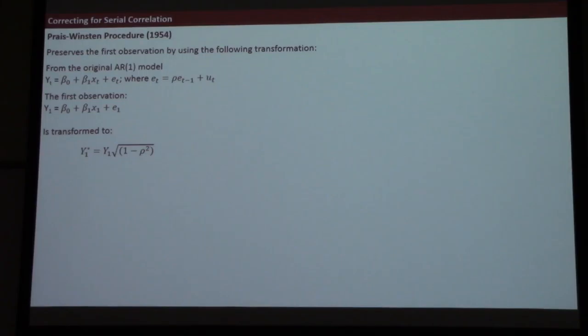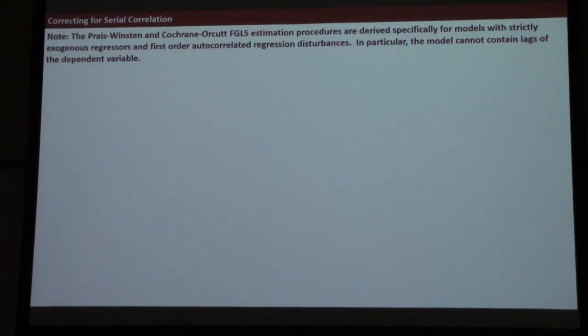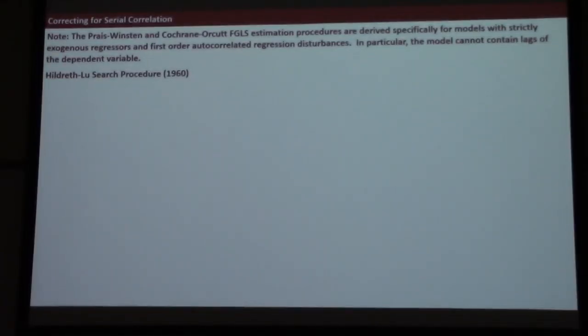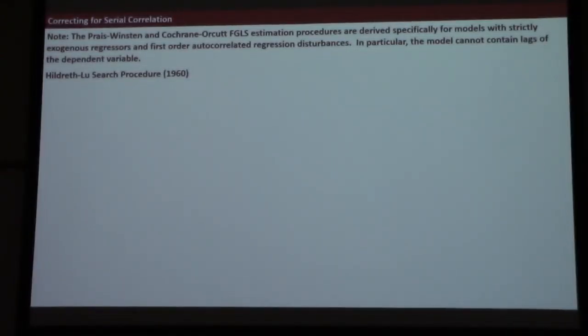There's another one called the Prais-Winsten procedure, and it uses an even nastier transformation. And I'll give you the command for that. Finally, there's something called the Hildreth-Lu search procedure. So Prais-Winsten and Cochrane-Orcutt are derived from models that don't have lags of dependent variables. We're going to find out today that we're going to end up using lagged dependent variables. So we're going to have to use this Hildreth-Lu search procedure. And I'll show you the command for that too.